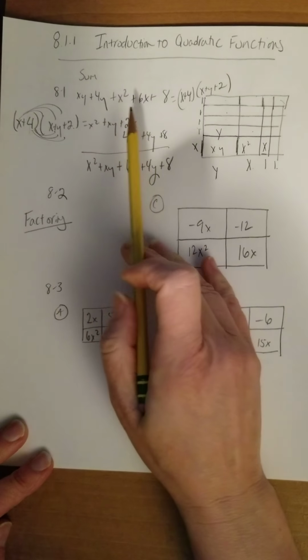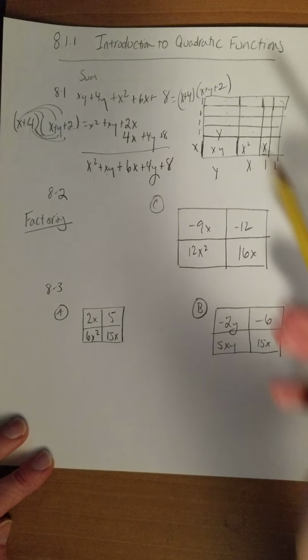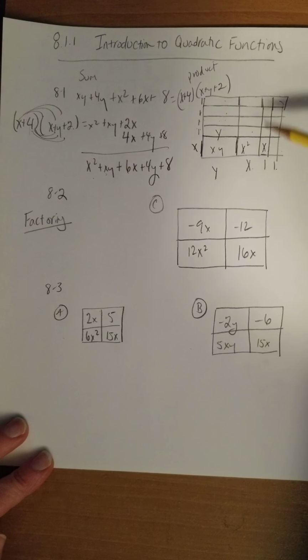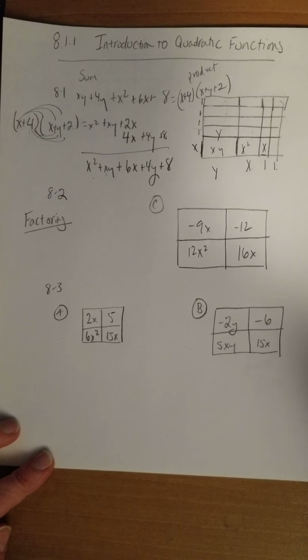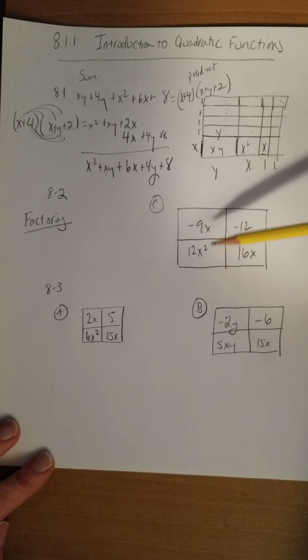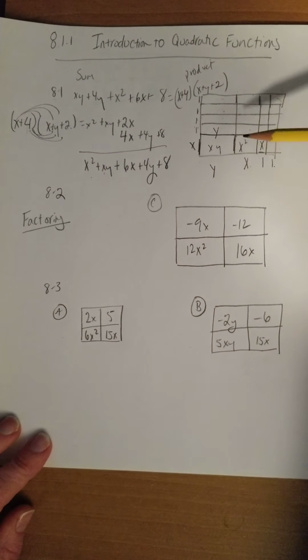Well, isn't that exactly what I had here? X squared, XY, 6X, 4Y, and 8. So this is our sum, and that's our product. So the sum of the area is the area of the inside. And the sum as a product would be the length times the width. All right, so that's what we did there. All right, so I get kind of crunched here. So that's all of 8.1.